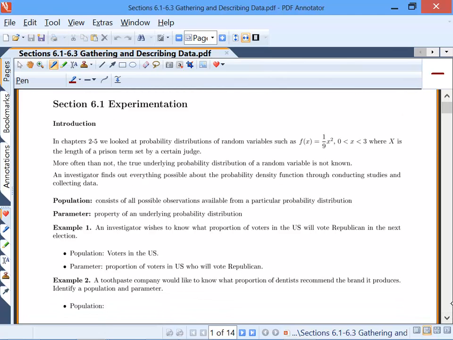So for example, an investigator wants to know what proportion of voters in the U.S. will vote Republican in the next election. In this situation, our population would be the voters in the U.S., and the parameter is the proportion of people in the U.S. who will vote Republican. Again, this is what my value would be if I knew all the data in the population. If I actually knew what everyone in the U.S. was going to do, then the parameter would be that proportion who vote Republican.